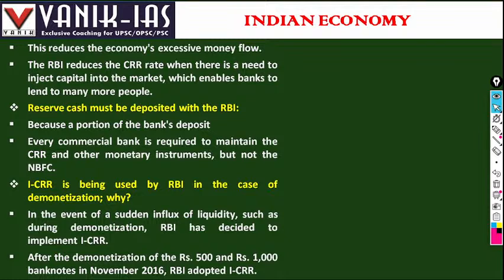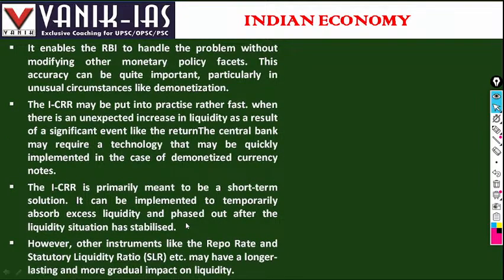So in the event of sudden influx of liquidity, such as during demonetization, RBI decided to implement the ICRR, incremental cash reserve ratio. After the demonetization of the 500 and 1,000 banknotes in November 2016, RBI adopted the incremental cash reserve ratio. It enabled the RBI to handle the problem without modifying other monetary policy. This accuracy can be quite important, particularly in unusual circumstances like the demonetization.